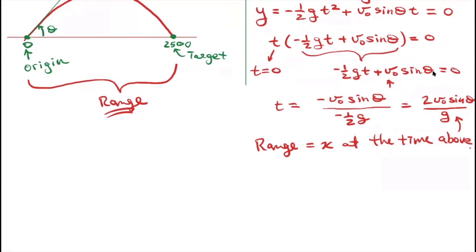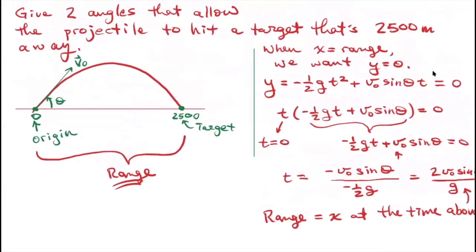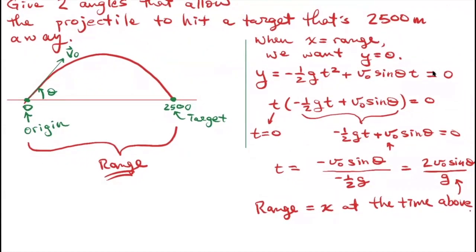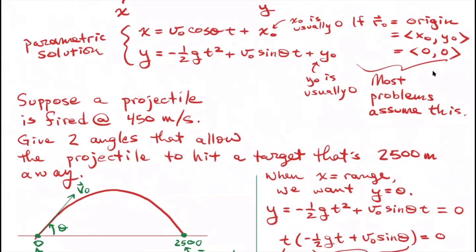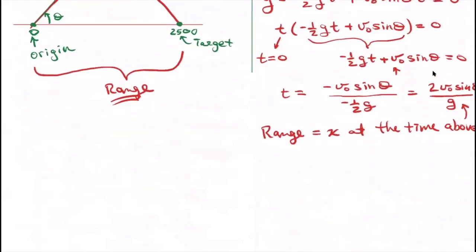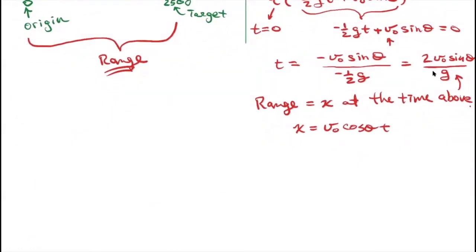Okay, so all we have to do is evaluate x up here. The x coordinate in the parametric solution to our vector equation, we're ignoring the x naught because we're assuming the initial position is at the origin. So I'm just copying the x component here. And that's the distance, but I need the range, and the range will be the distance at the time that we solved for above. So this will be super easy.